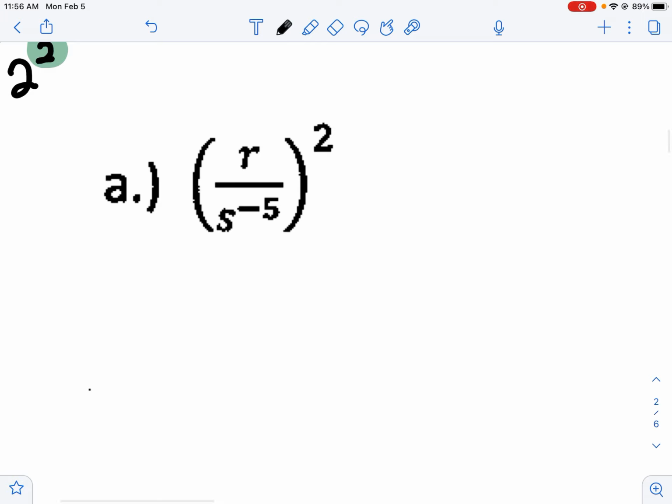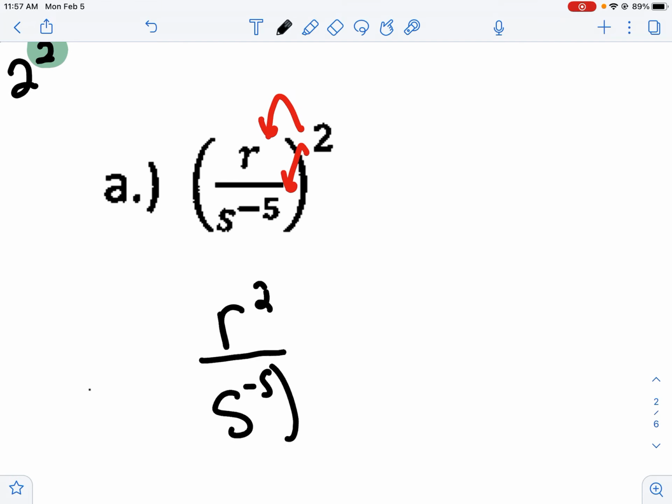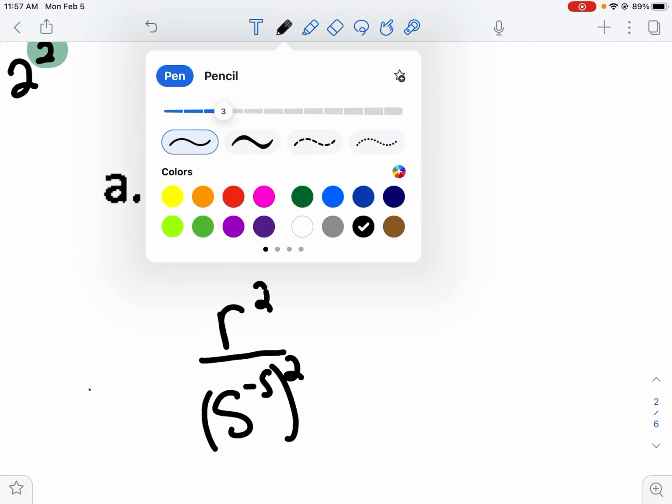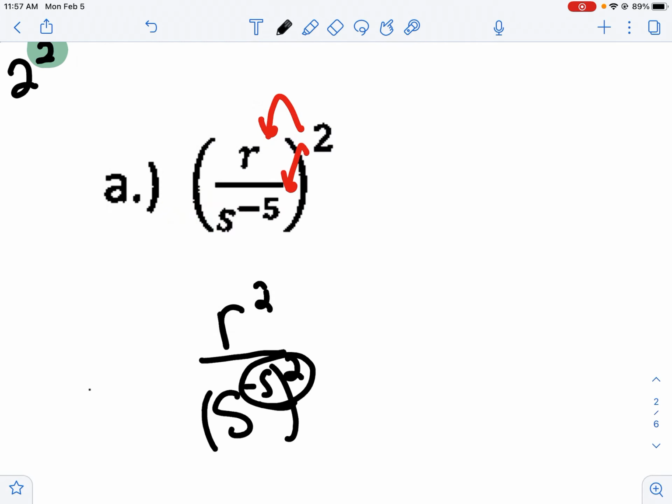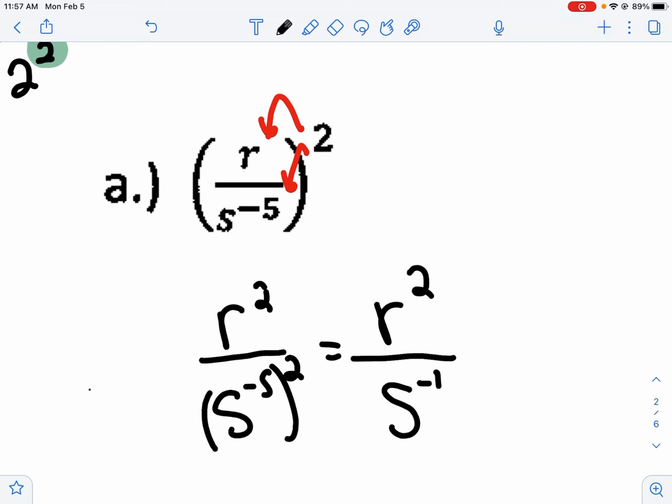Both of these are being raised to the second power. This is a power of a quotient. So this is going to become r squared on top, and then you're going to have s to the negative 5 being raised to the second power right there. When you take a power of a power, you multiply. This is going to be r squared over s to the negative 10.